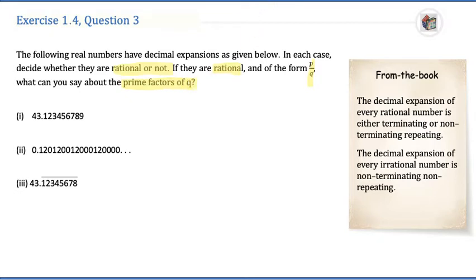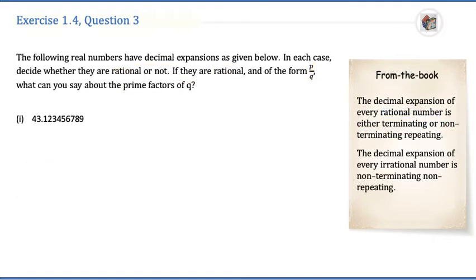Well, there are two parts to this question. Let us first talk about this first part. You just have to tell whether they're rational or not. Let me just get to these numbers one by one. All right. Now, here is a page from your book. You already know that the decimal expansion of every rational number is only of two types. Either it is terminating or it is non-terminating, repeating. So let's see which ones here are either terminating or non-terminating, repeating.